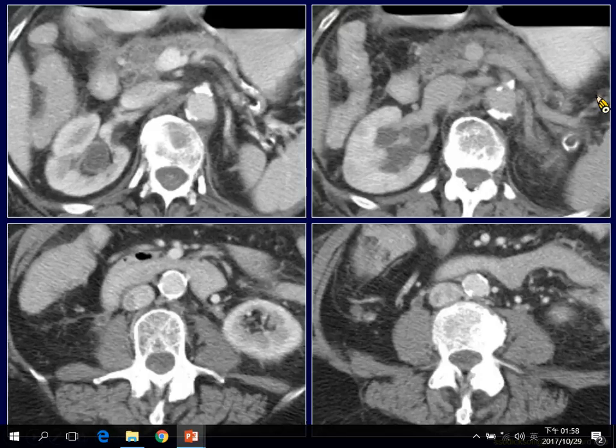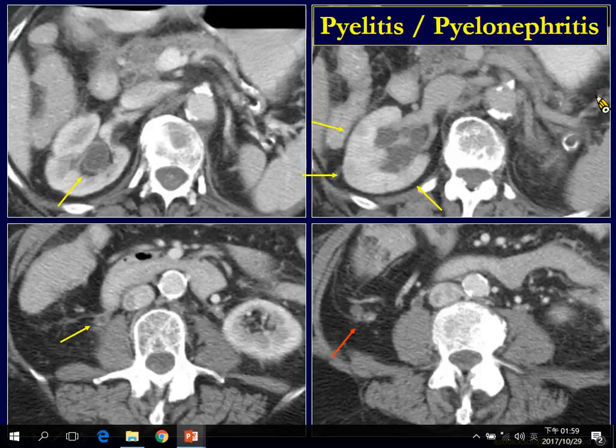Here we have another patient who comes in with right-sided pain. I hope you can see that we have some heterogeneous enhancement within the cortex of the kidney. We also have a little bit of enhancement of the urothelium, both in the collecting system and in the ureter. These are findings of pyelitis and pyelonephritis here, causing right-sided pain that can mimic appendicitis. Here's the nice normal appendix sitting nearby.